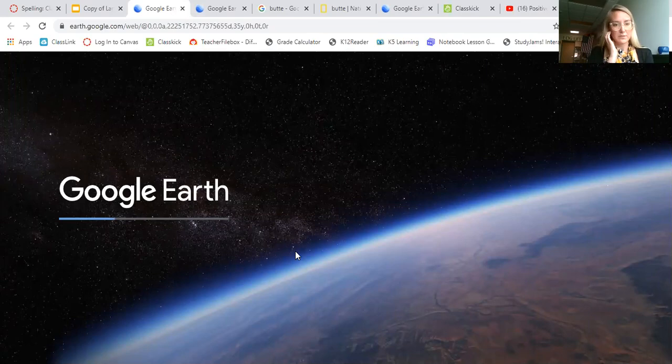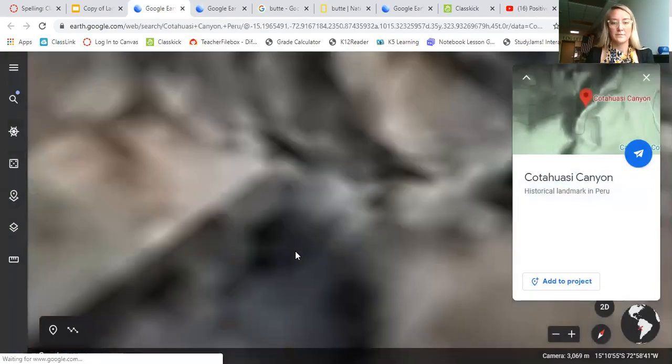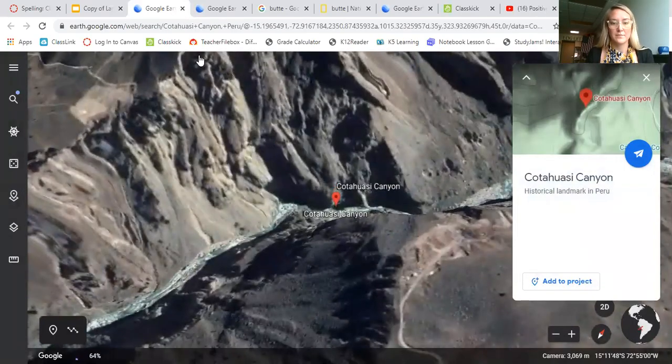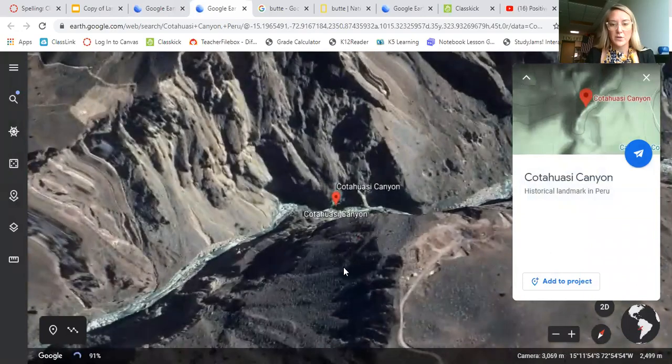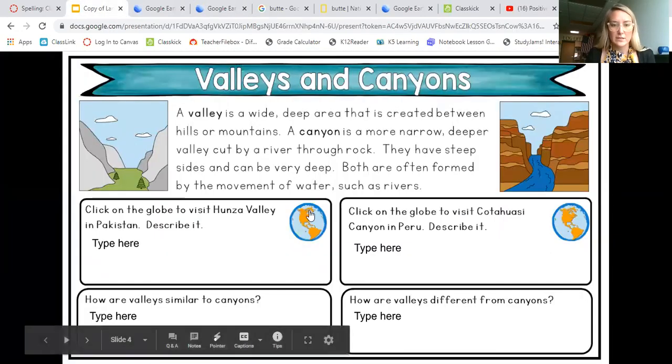Wait a second to load. All right, so, I opened the same one twice. Let's see, Hunza Valley.